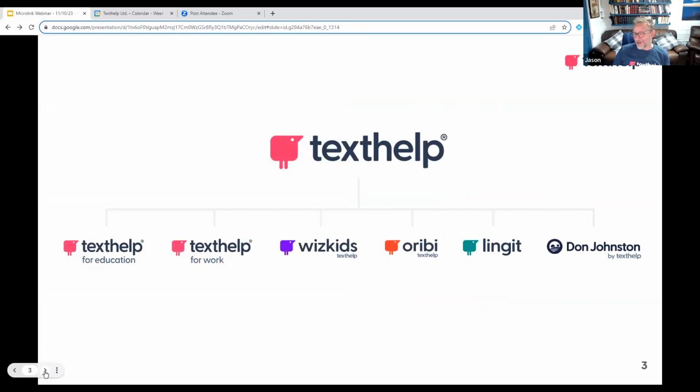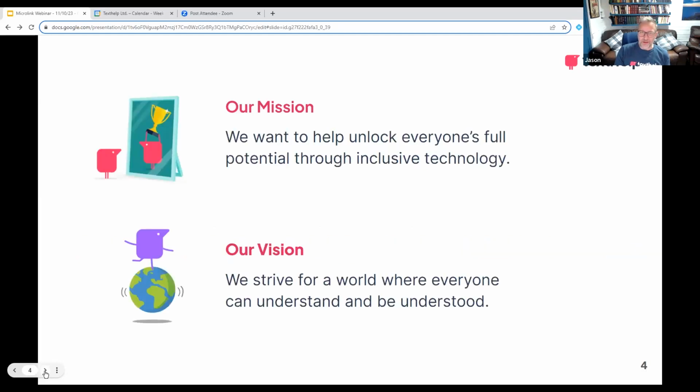So I'd say we're a global company supporting learners all over the world with their reading and their writing. Our mission as a company is to help unlock everyone's full potential through inclusive technology. We believe inclusive technology has a real power to remove barriers and allow everyone to achieve that full potential. And our vision is that we strive for a world where everyone can understand and be understood. You'll maybe understand that a bit more as we go forward.